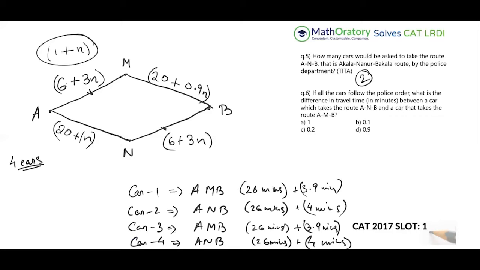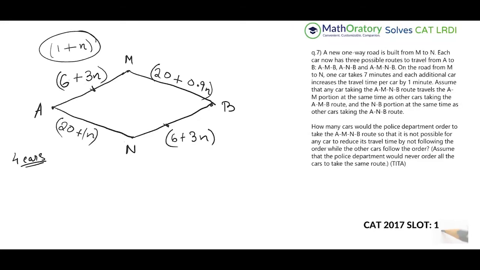That is the answer. And question number 6 is asking, if all the cars follow the police order, what is the difference in time between a car which takes the route A and B and a car that takes the route A and B. So we can choose any one car. So one car is having a difference of, from here itself, right? 0.1 minutes. The first 26 minutes is anyhow not a differentiating factor. So that is option B. So this is for the first 2 questions. So let's take the next ones now.